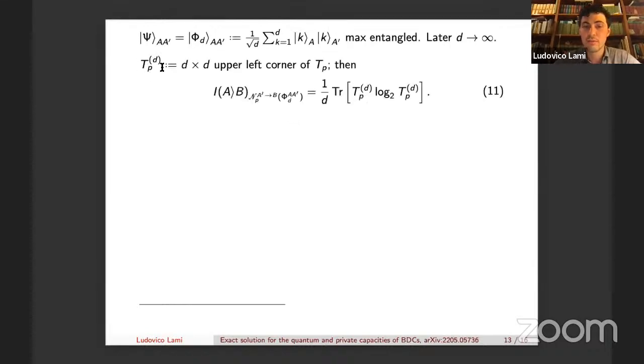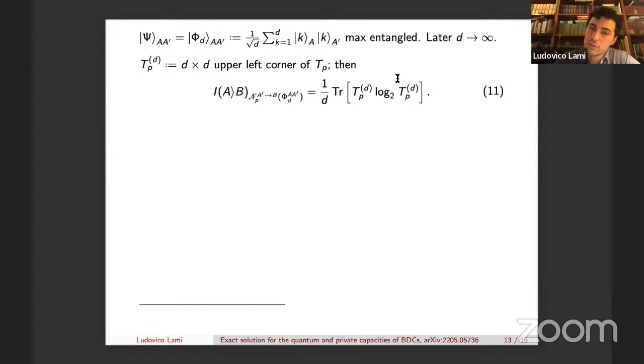Denoting by T_P^D the D times D upper left corner of the Toeplitz matrix that I introduced before, you see immediately that the coherent information is given by this entropic looking expression of this finite matrix.